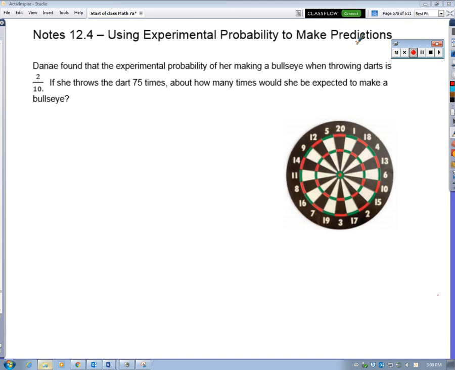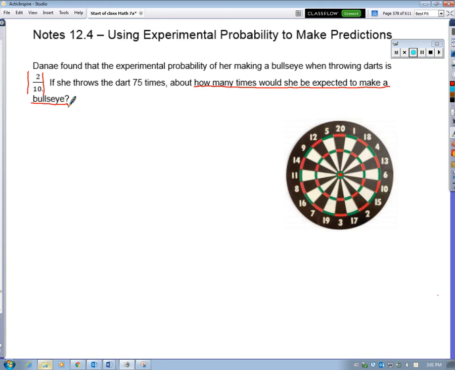So let's take a look at our first problem. Danae found that the experimental probability of her making a bullseye when throwing darts is 2 out of 10. Okay, so that's her probability. I'm going to put lines around that because we'll need that number. That's the probability she has, the chance at throwing a dart into the bullseye down here, right there. So what we're going to find out is, if she throws the dart 75 times, about how many times would she be expected to make the bullseye? How many times would she be expected to make the bullseye?